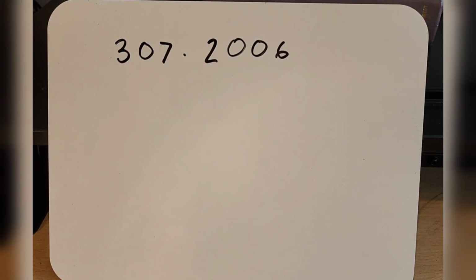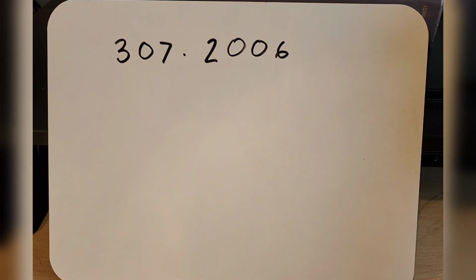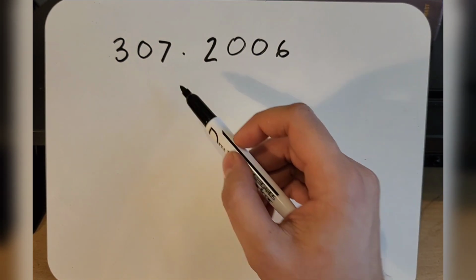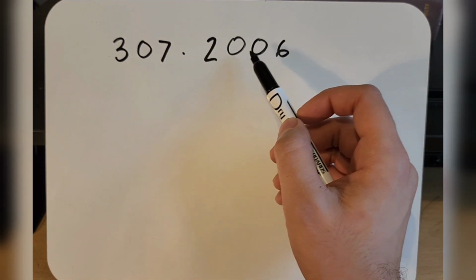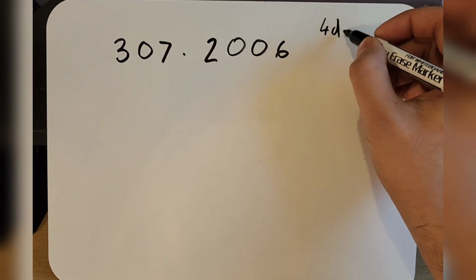What about something like this? Because of all these zeros, does it mean that these aren't decimal places? No, we've got this 6 here at the end. So that means that 1, 2, 3, 4. There are 4 decimal places here.